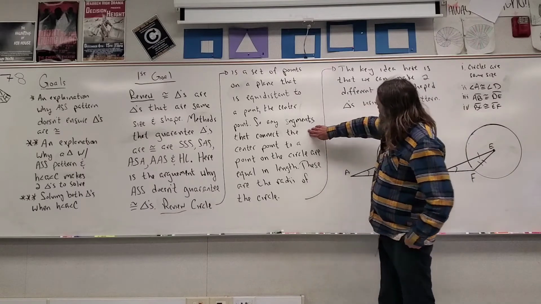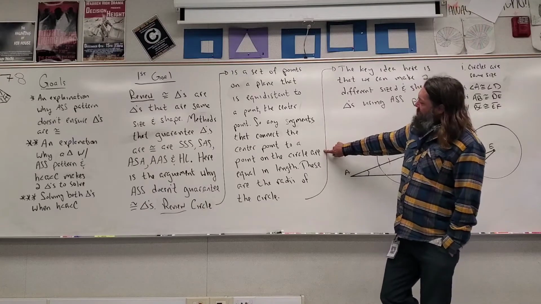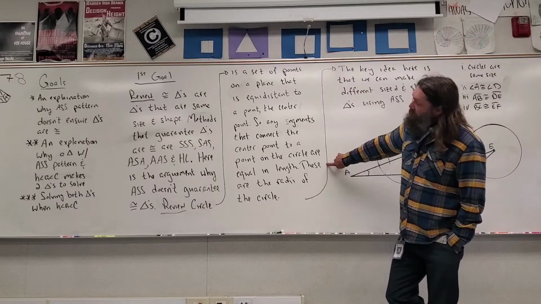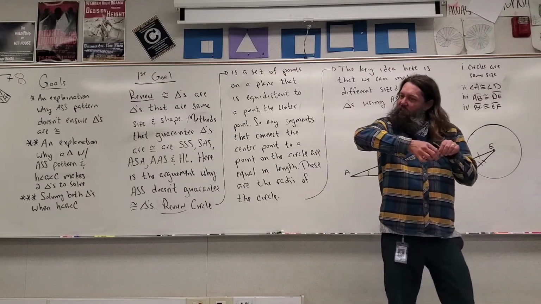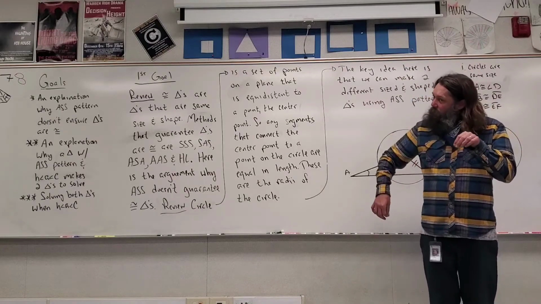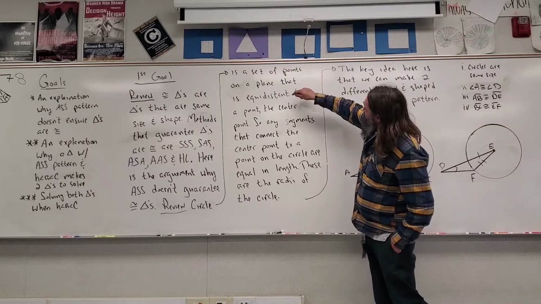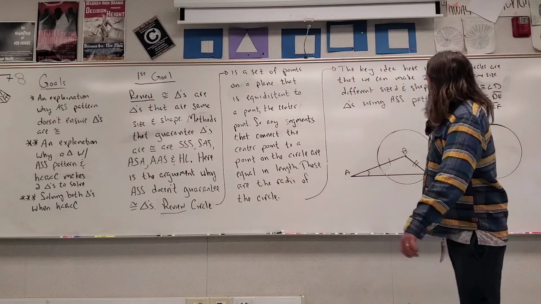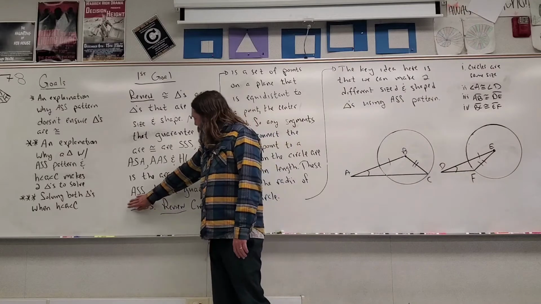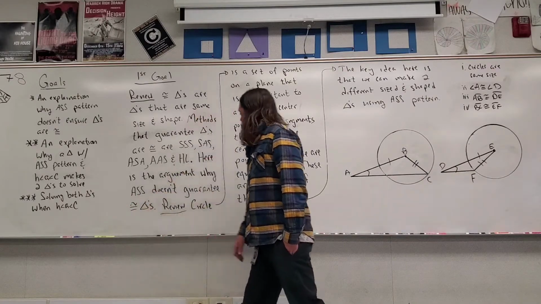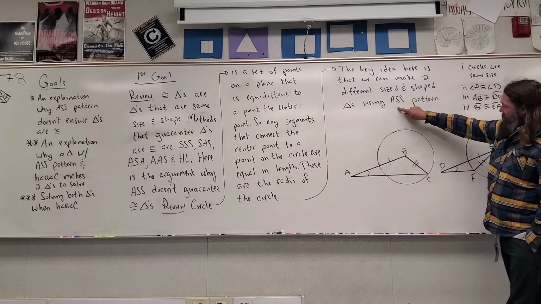Any segment that connects the center point to a point on the circle will be equal in length. These are the radii of the circle. So if you take a segment from the center to a point on the circle and another segment from that center to another point, those segments must be equal because by definition it's a set of points that are equal distance to one point, right? So the key idea about this argument that angle side-side doesn't guarantee congruent triangles is that we can make 2 different sized and shaped triangles using the angle side-side pattern.